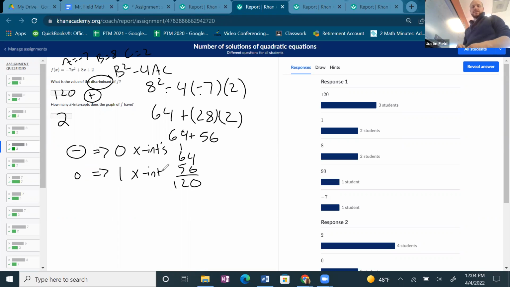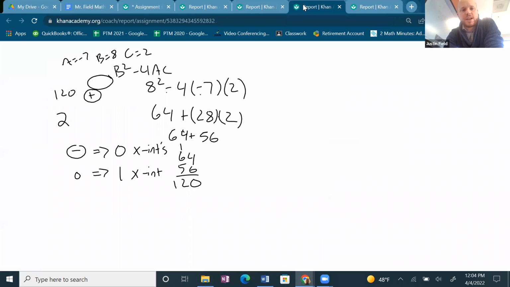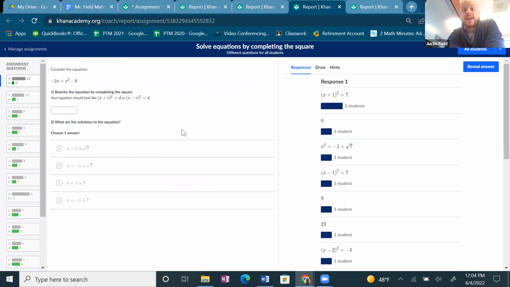All right, so b squared minus 4ac. Calculate it, see if it's positive, negative, or 0. And then you'll know how many answers there are. Now let's solve by completing the square.